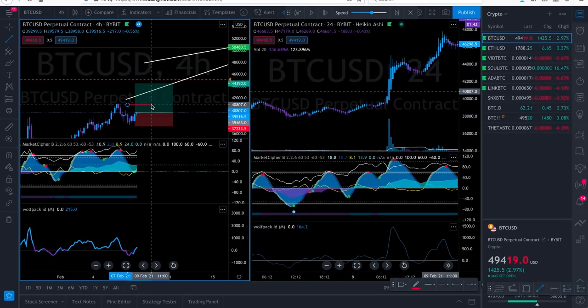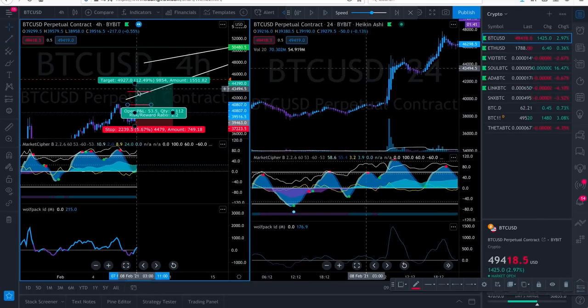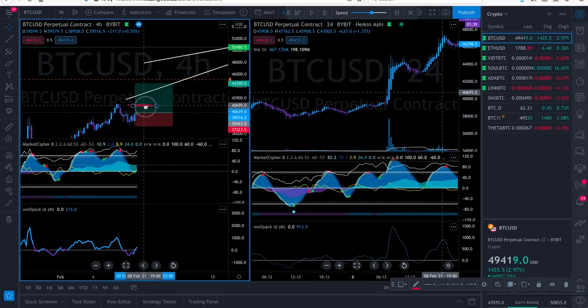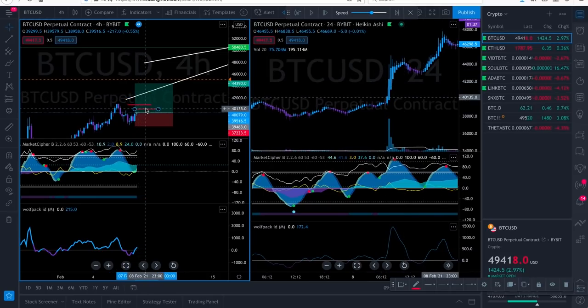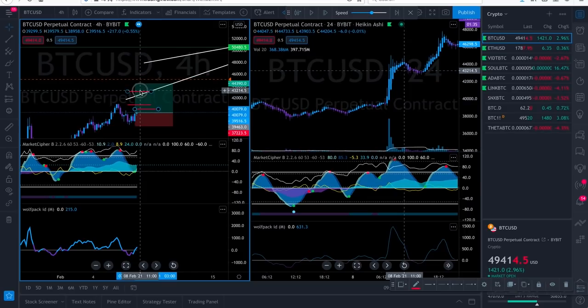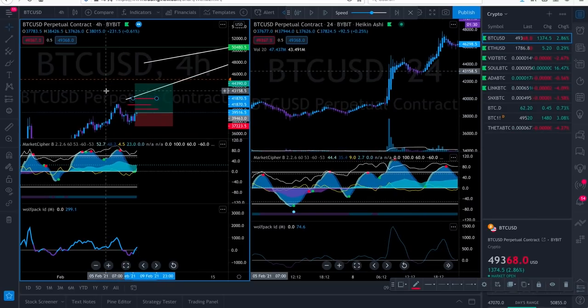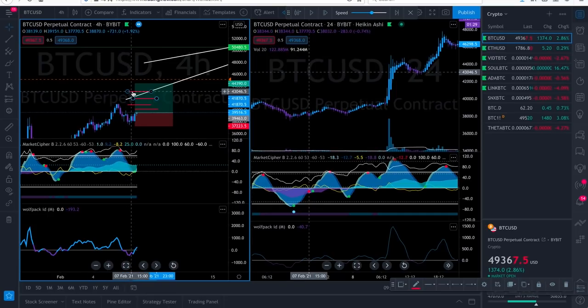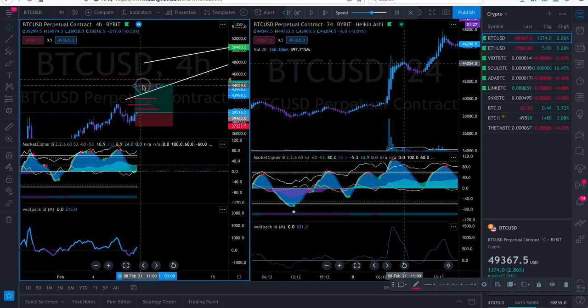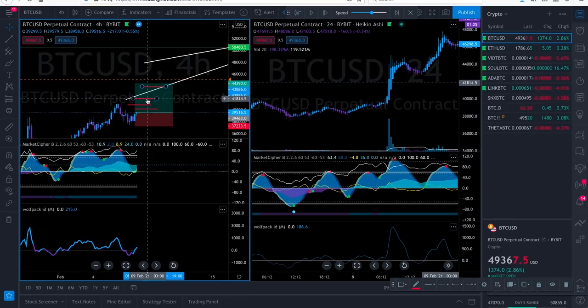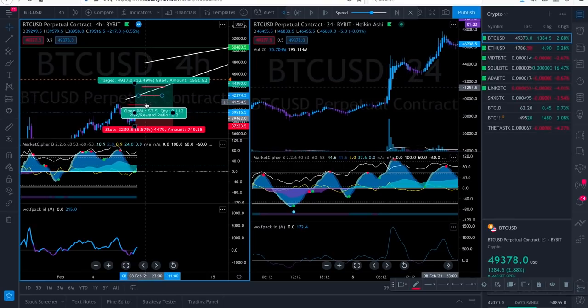Set a take profit there. Set one here. Set one right here. These are kind of close together. Let's maybe spread them out a little bit.